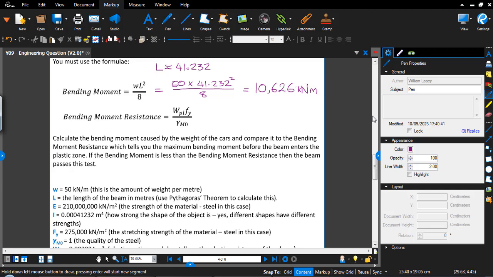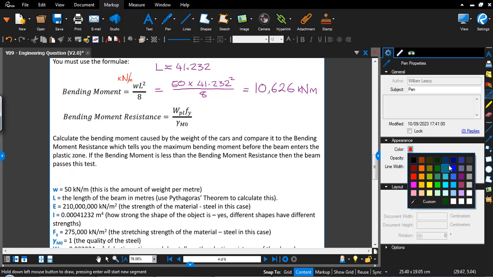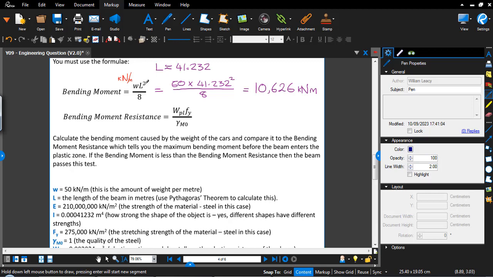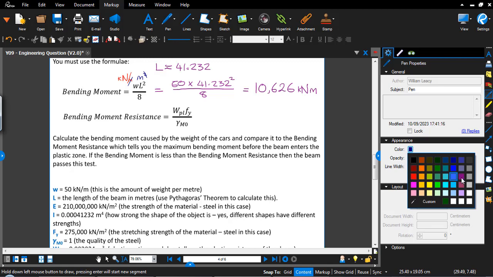The units are kilonewton meters. Just an explanation. So W, remember it was 50 kilonewton, capital N, meters. 8 has no units. L is 50 kilonewtons per meter, right? And then the L is obviously, we're squaring it, so that's meters times meters, which is meters squared. So we're dividing by meters here, but here we have meters squared, so that will take one of these meters away, so you're going to get kilonewton meters. Anyway, that's it. The next one, you'll see it down here again.